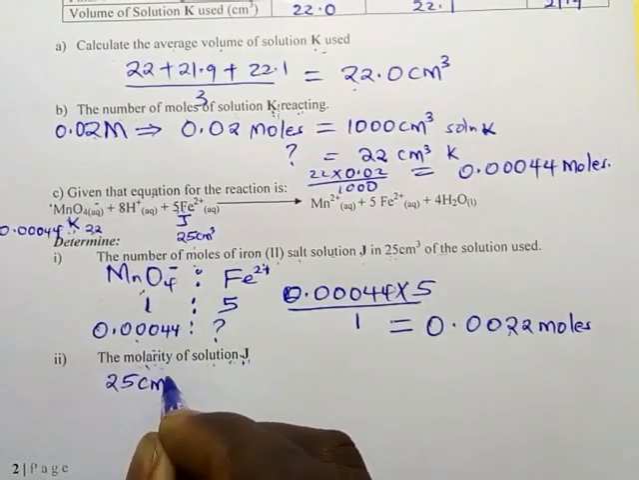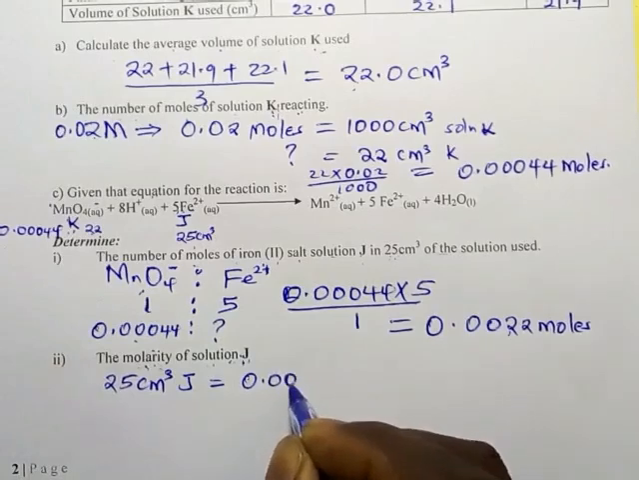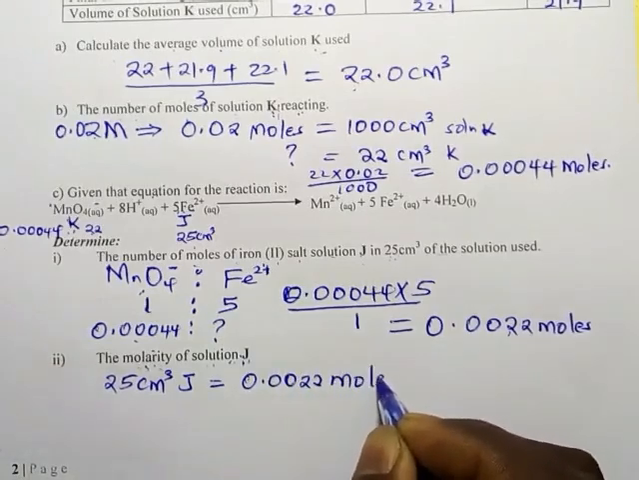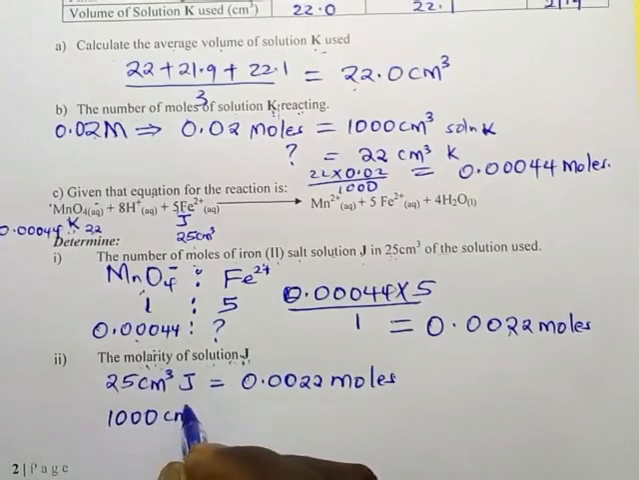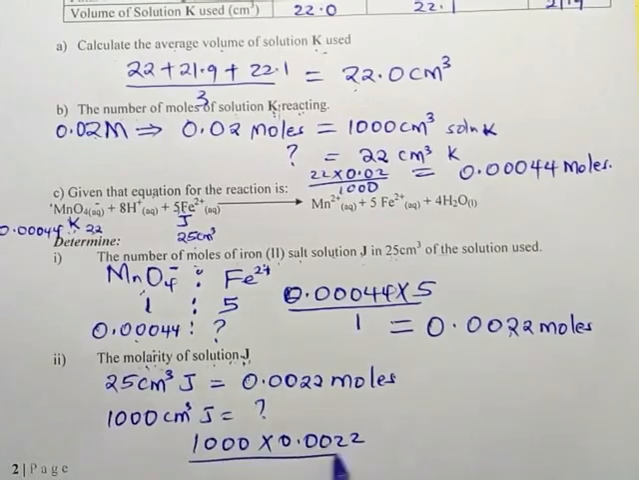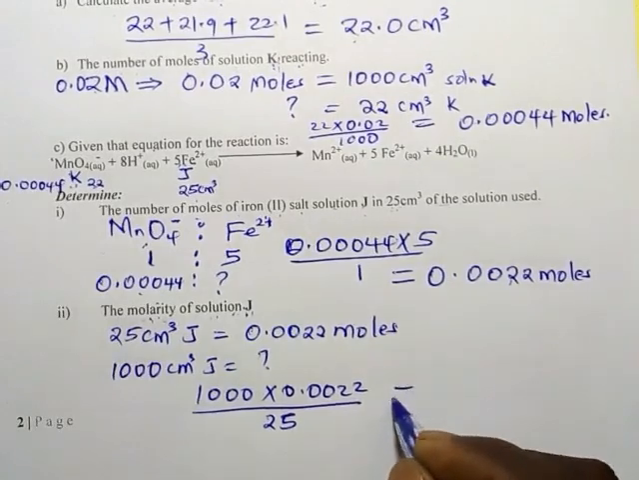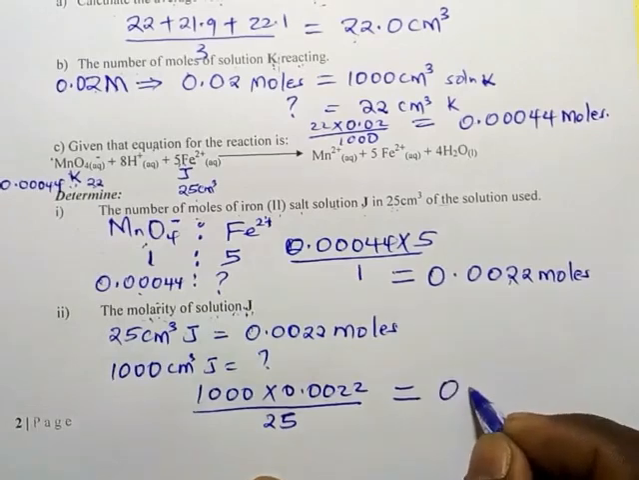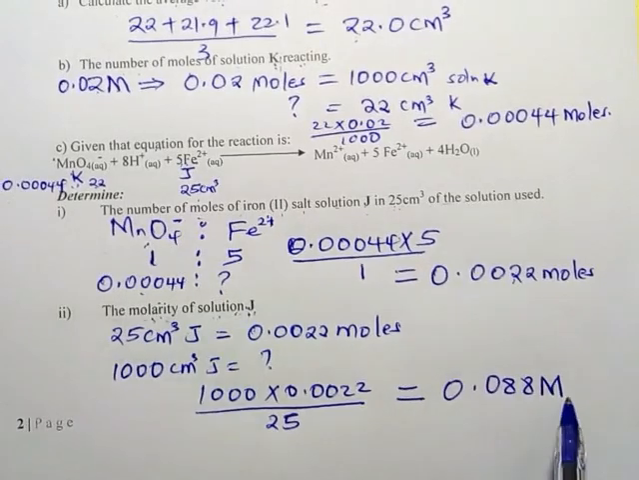25 centimeters cube of solution J contains 0.0022 moles. 1,000 centimeters cube, that is a liter, of solution J contains how many moles? That is the number of moles in 1 liter of J.